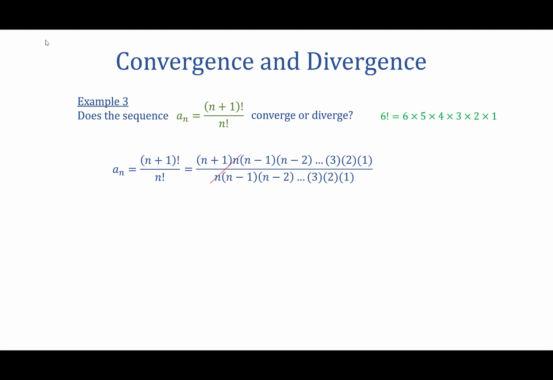Now a lot of this stuff is going to cancel out. So really what you're left with is n plus 1. So a_n is exactly the same as n plus 1. What's the limit as n approaches infinity? It's infinity. So the sequence diverges.